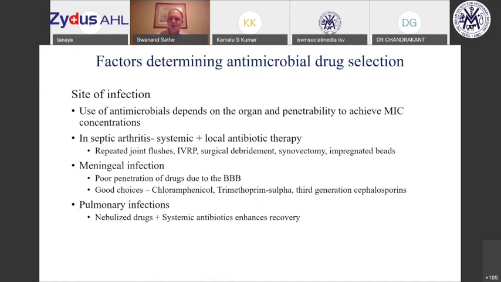In cases of pulmonary infections, again, you need to have a localized high concentration of antibiotics within the lungs or pulmonary parenchyma, and hence we use nebulizers. There's a foal nebulizer available from a company in Canada that can be used to achieve high concentrations of these antibiotics within the pulmonary parenchyma. In addition to that, we also use systemic antibiotics.